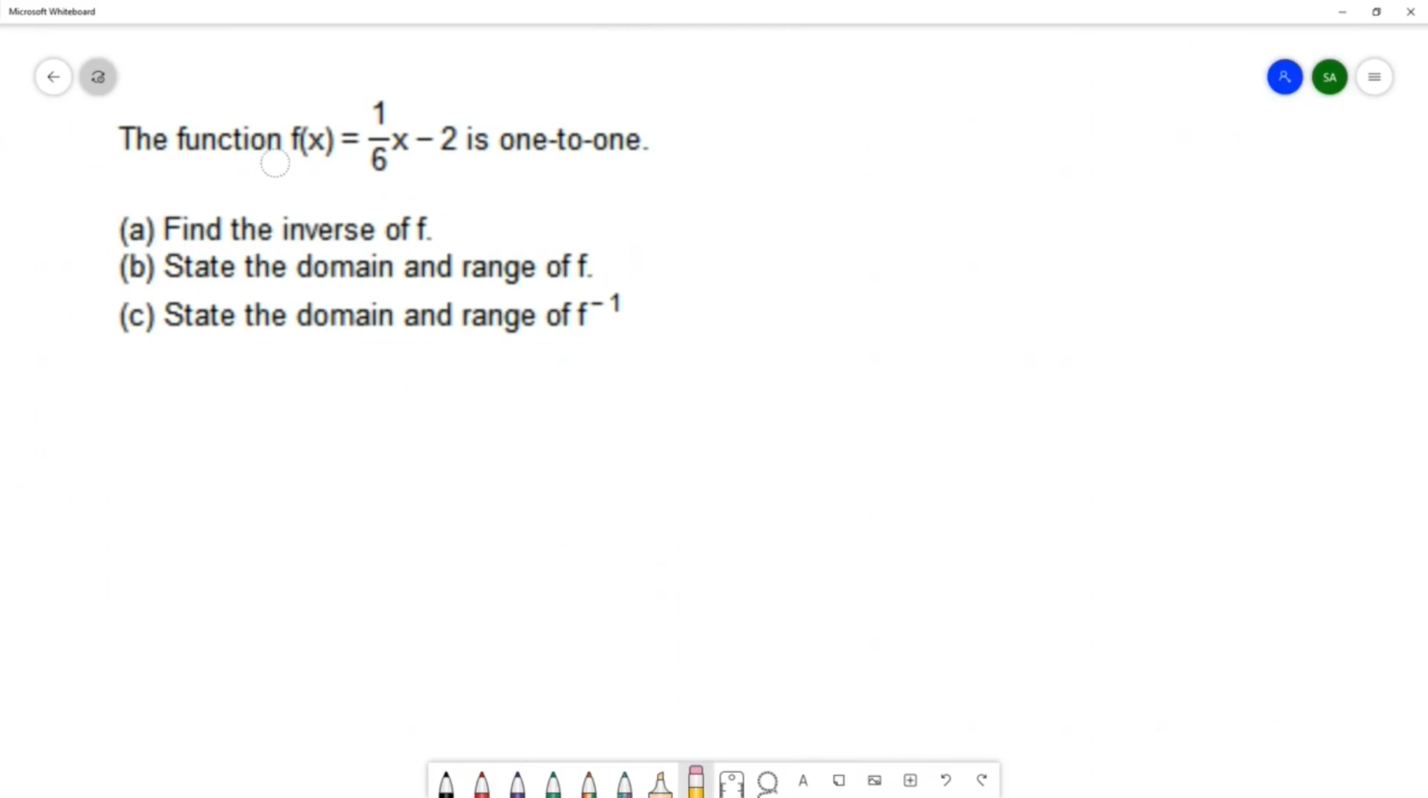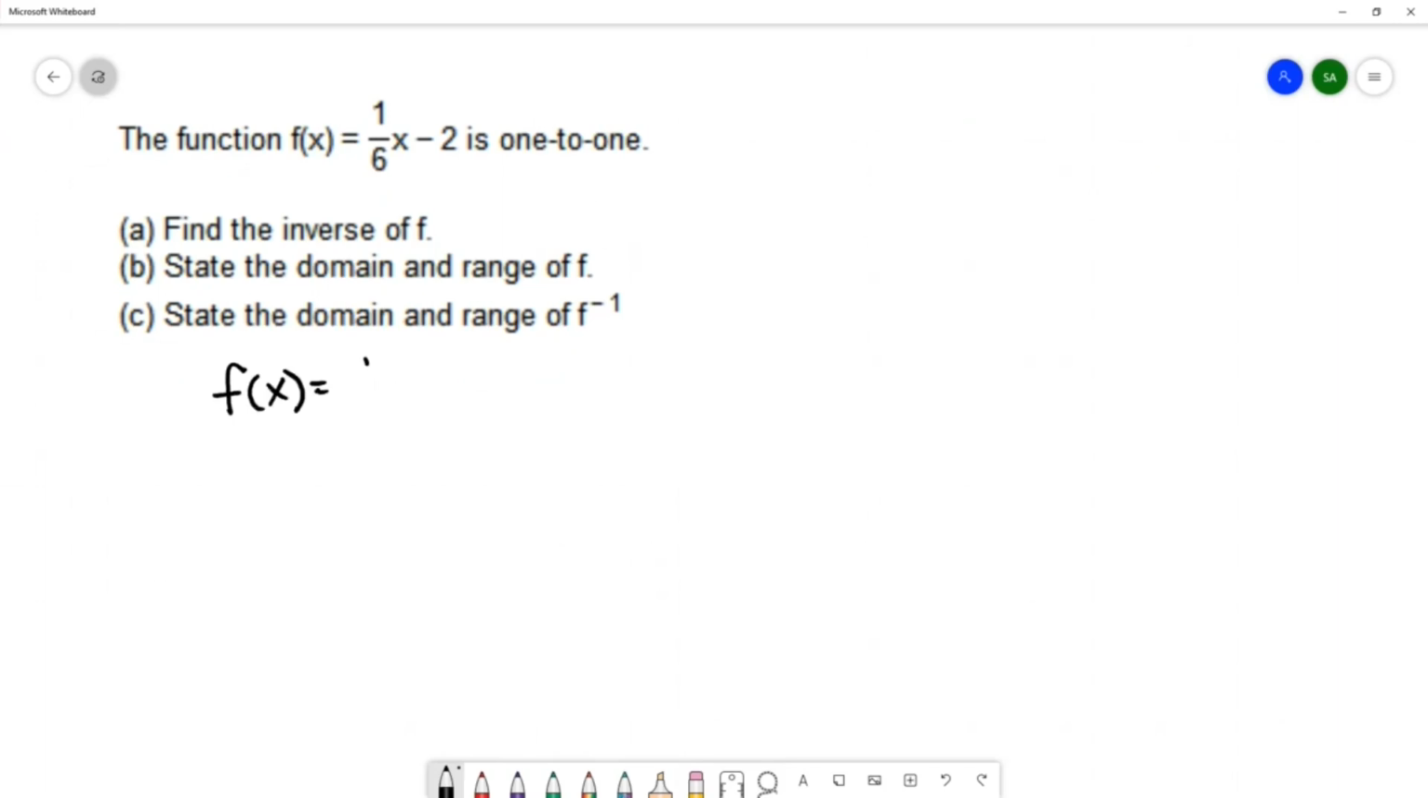The function f of x is equal to 1/6 x minus 2 is one-to-one. We want to find the inverse of f and state the domain and range of f. We also want to state the domain and range of f inverse. So we know that this function is one-to-one, and that tells us that the inverse will also be a function. So let's find the inverse, and we're going to use a three-step process for finding the inverse.